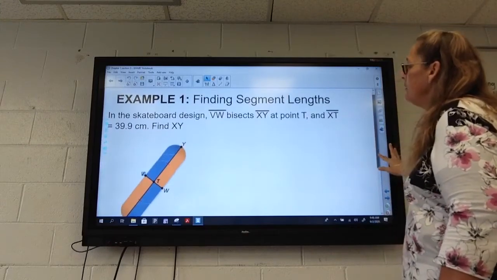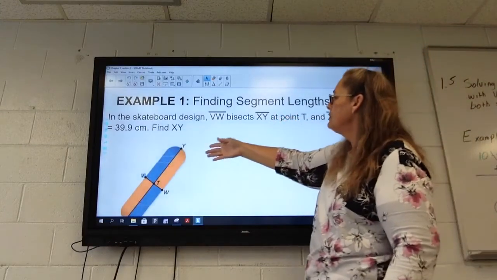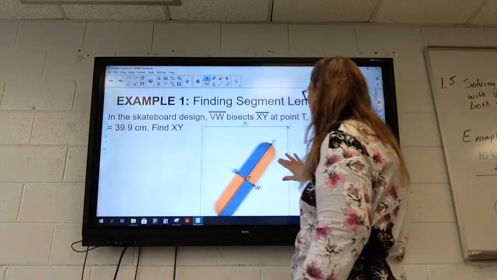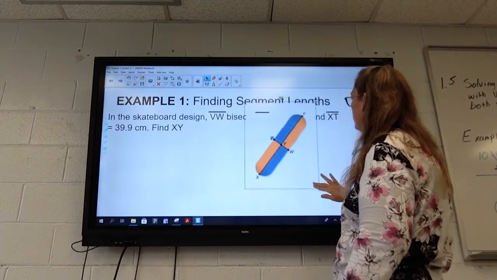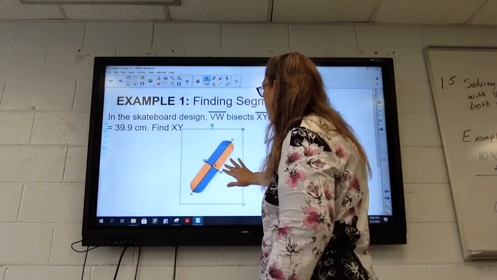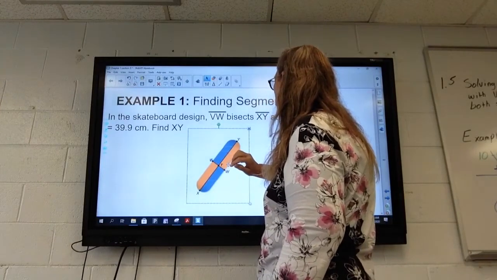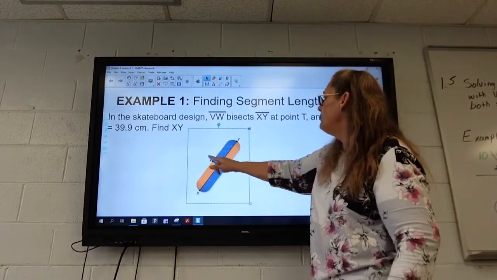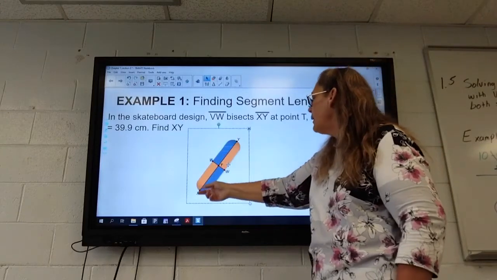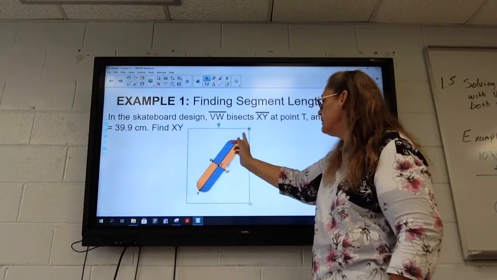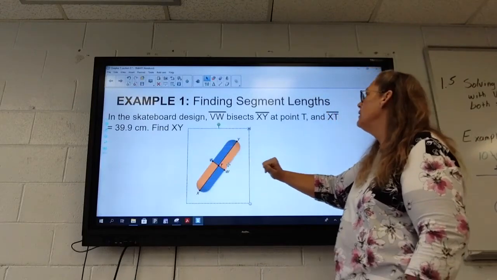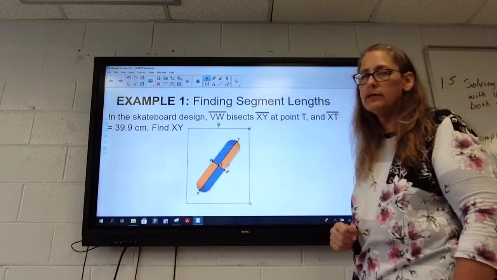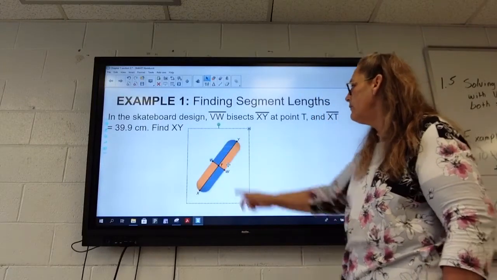Alright, so let's look at finding segment lengths. Okay, in the skateboard design, let's see if I can move that around a little bit, or you can see the whole thing. Let's make it a little smaller. There we go. Makes more sense. Okay. In the skateboard design, VW right here bisects XY. So this cuts this in half at point T. And we know that XT right here is 39.9 centimeters. I want to find XY. I want to find the whole length.